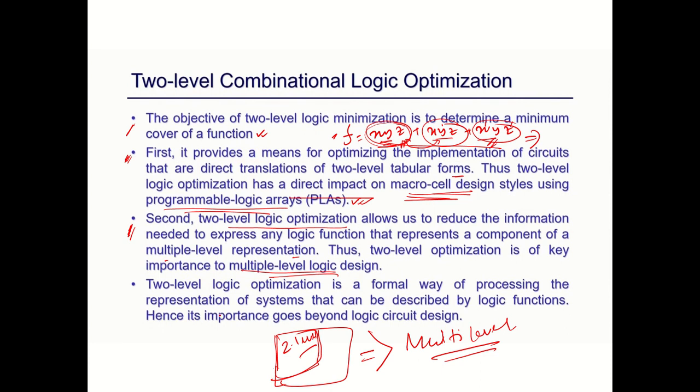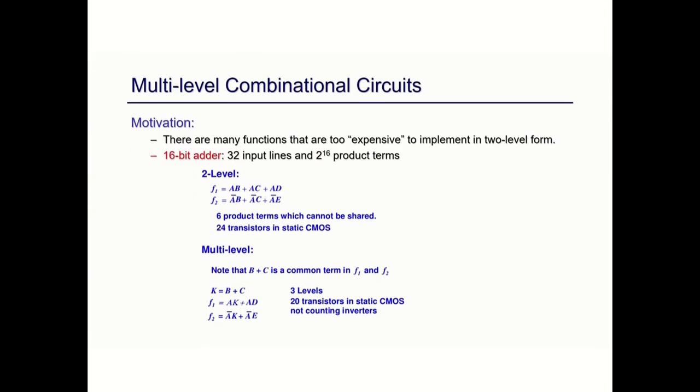Two-level logic optimization is a formal way of processing the representation of a system that can be described by a logic function. Hence its importance goes beyond logic synthesis design. Later on we will discuss this. Initially, the method by which we take this two-level approach is the basic and fundamental way, and that's why it is important for us.